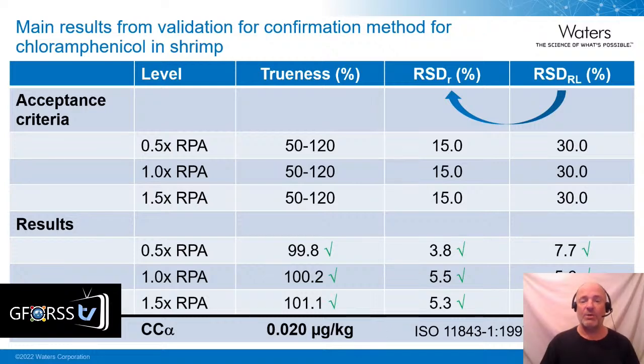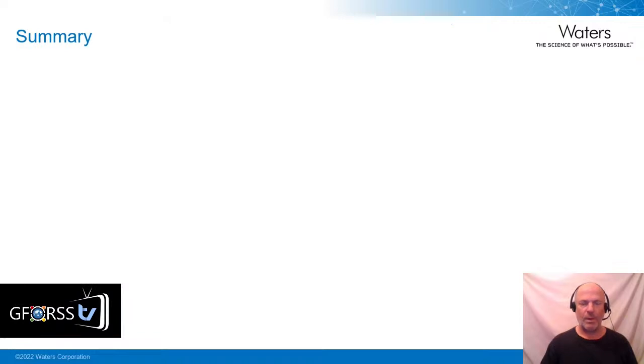This is a summary of the main results from the validation for a confirmatory method for chloramphenicol in shrimp. So the first thing to note is the values for trueness, within laboratory reproducibility and repeatability are slightly different to the previous example, because here we're working at much lower concentrations. However, it's quite clear to see from the slide that our measured trueness, reproducibility and repeatability values are well within the acceptable tolerances. The calculated CC alpha is shown at 0.021 micrograms per kilogram, again well below the RPA value of 0.15 micrograms per kilogram.